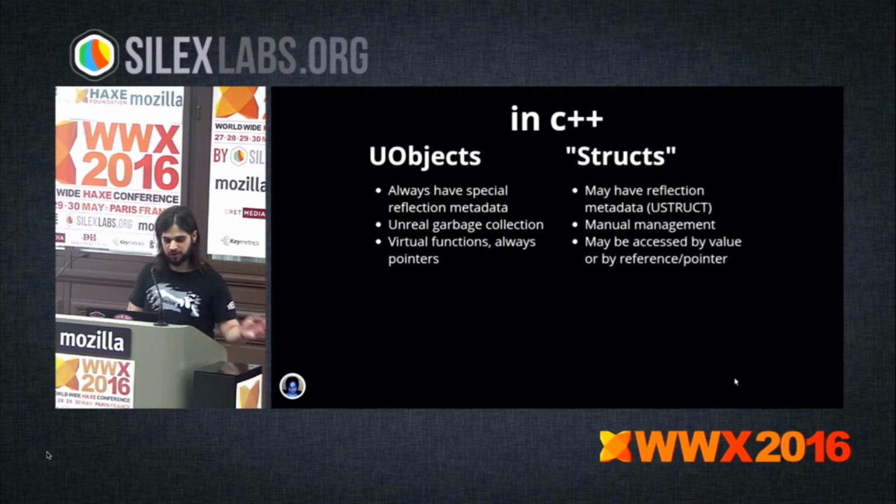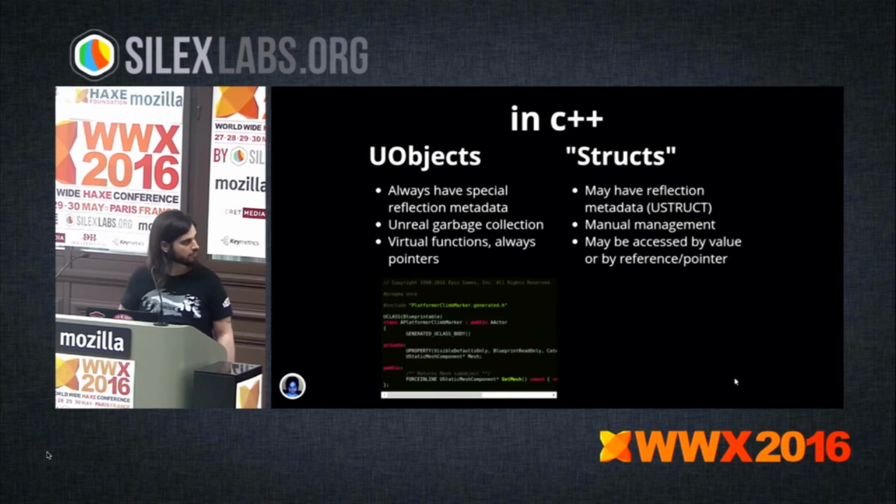UObjects normally use virtual functions, and they are always used as pointers, because it wouldn't make sense to pass them by value. Structs, on the other hand, may be accessed by reference, by pointer, by value, or by shared pointer.